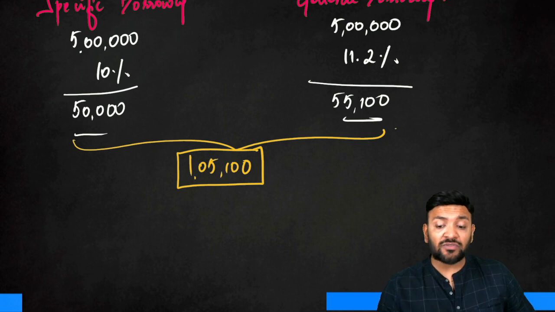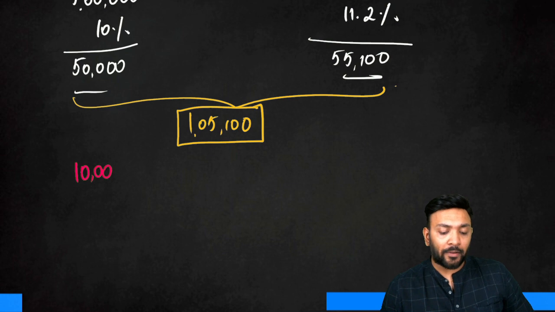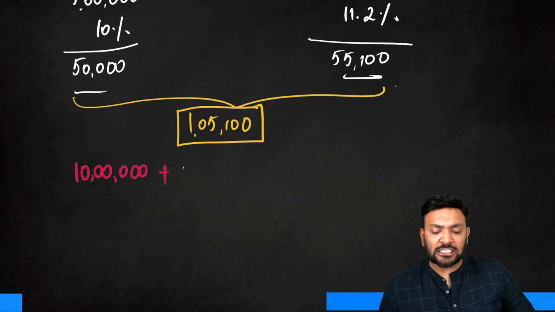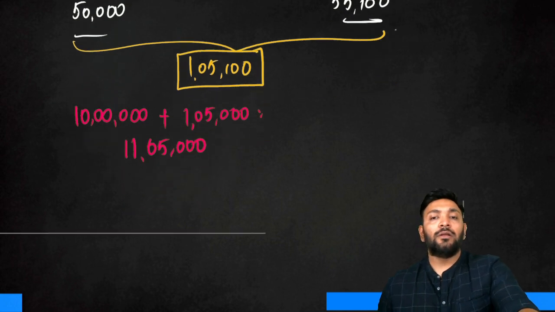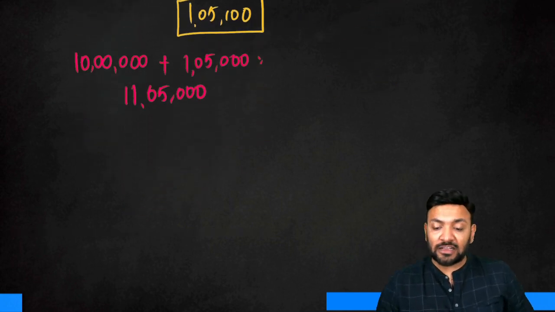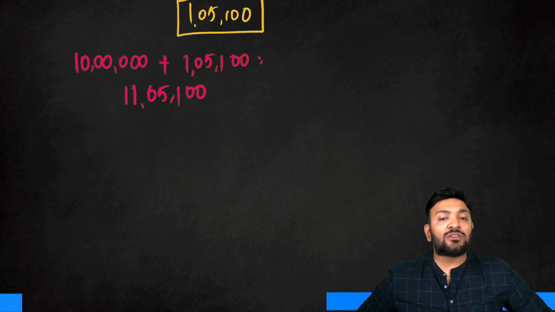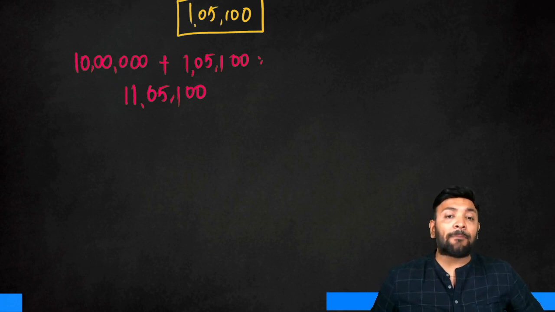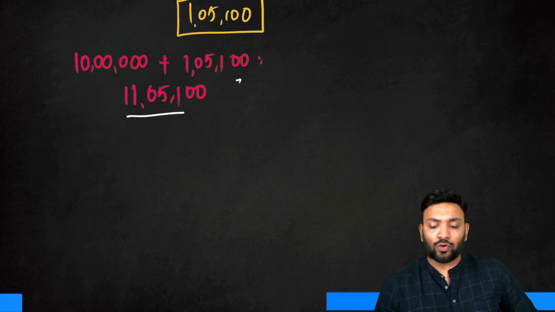So now what is the cost of the asset? My cost of the asset was actually 10 lakhs plus the borrowing cost eligible to be capitalized, 1,05,100. Therefore, the total cost of the asset will become 11,05,100. This will be my cost of asset.